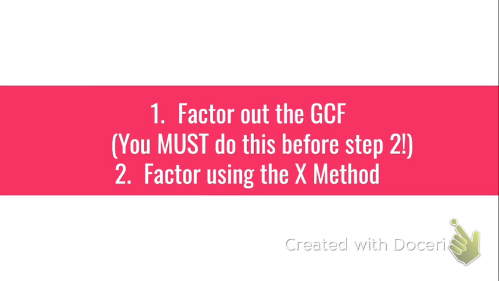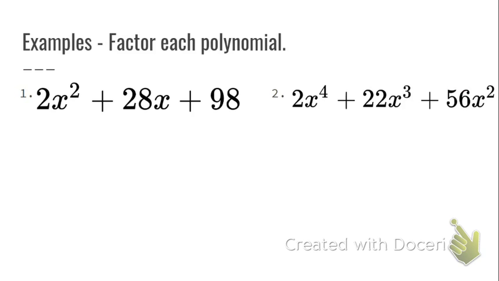To do this, the steps are pretty easy to list out. First, you have to factor out the GCF. That part has to be done first. You cannot move on to step 2 until you've done step 1. So after we have factored out the GCF, we will factor using the X method, which is what we were doing last week. So let's just jump into our 6 examples.